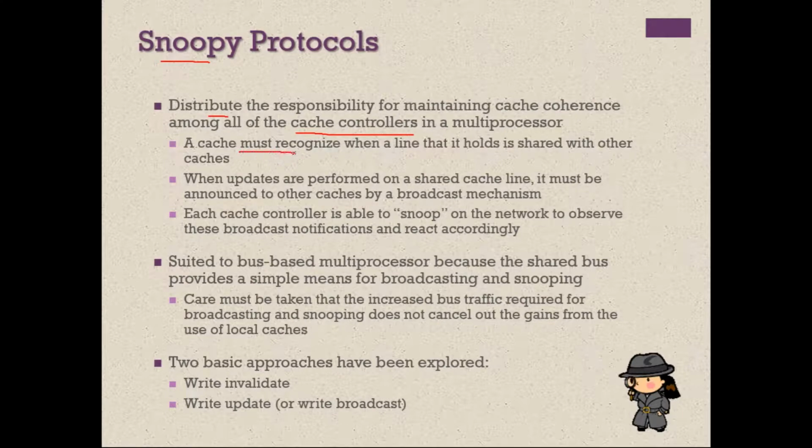A cache must recognize when a line that it holds is shared with other caches. Here a line represents data, and throughout this it is called a cache line. You can assume a cache line as one line of instruction. Whether a particular line is shared with other caches or not should be known to a given cache. A particular cache may contain 10 lines.